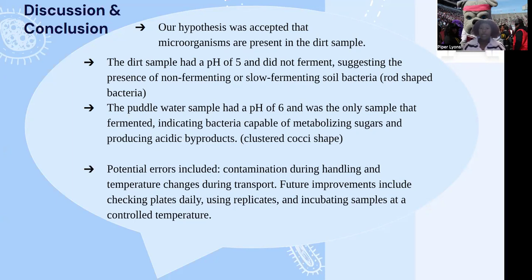For the puddle water sample, there was a pH of 6, and this was the only sample that had evidence of fermentation. The bubbles indicated fermentation, and there were clustered coccus-shaped bacteria in this sample. Potential errors included contamination during handling and temperature changes during transport. Future improvements include checking plates daily over the 5 days of incubation, using replicate plates, and incubating samples at a controlled temperature.